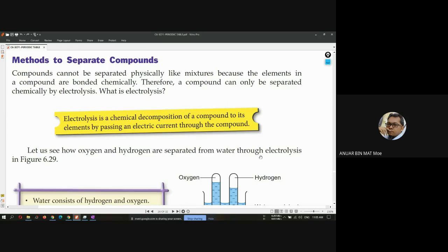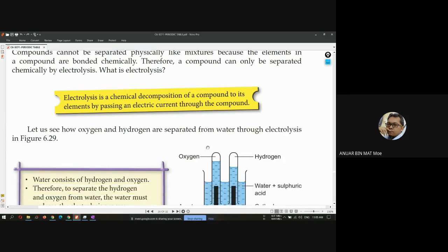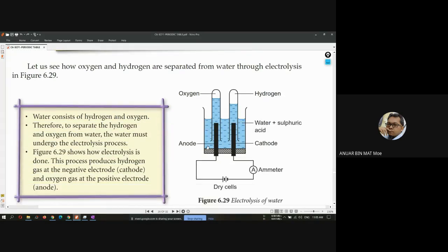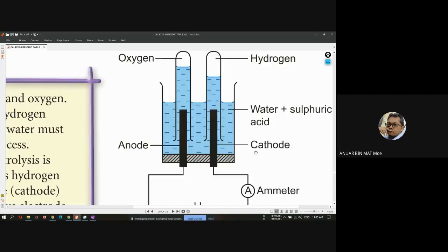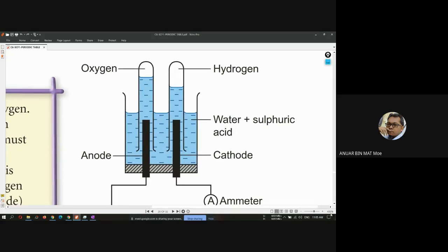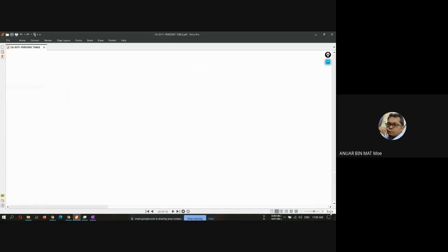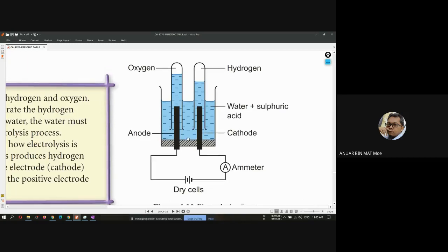inside the compound is what we call electrolysis. Okay, this is electrolysis. Electrolysis of water, meaning that, for example, here, I will show you the diagram. This is the setup of electrolysis. Inside the beaker here, we have water. Water is an example of a compound.